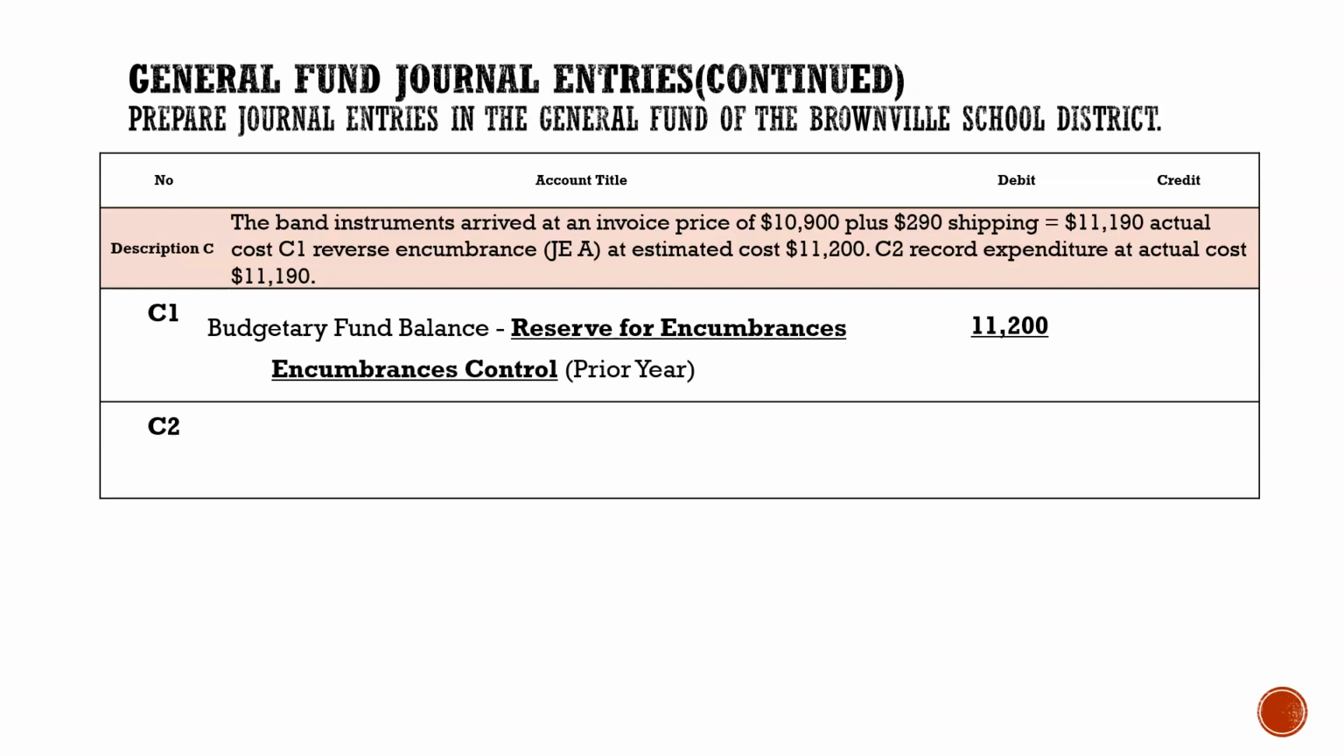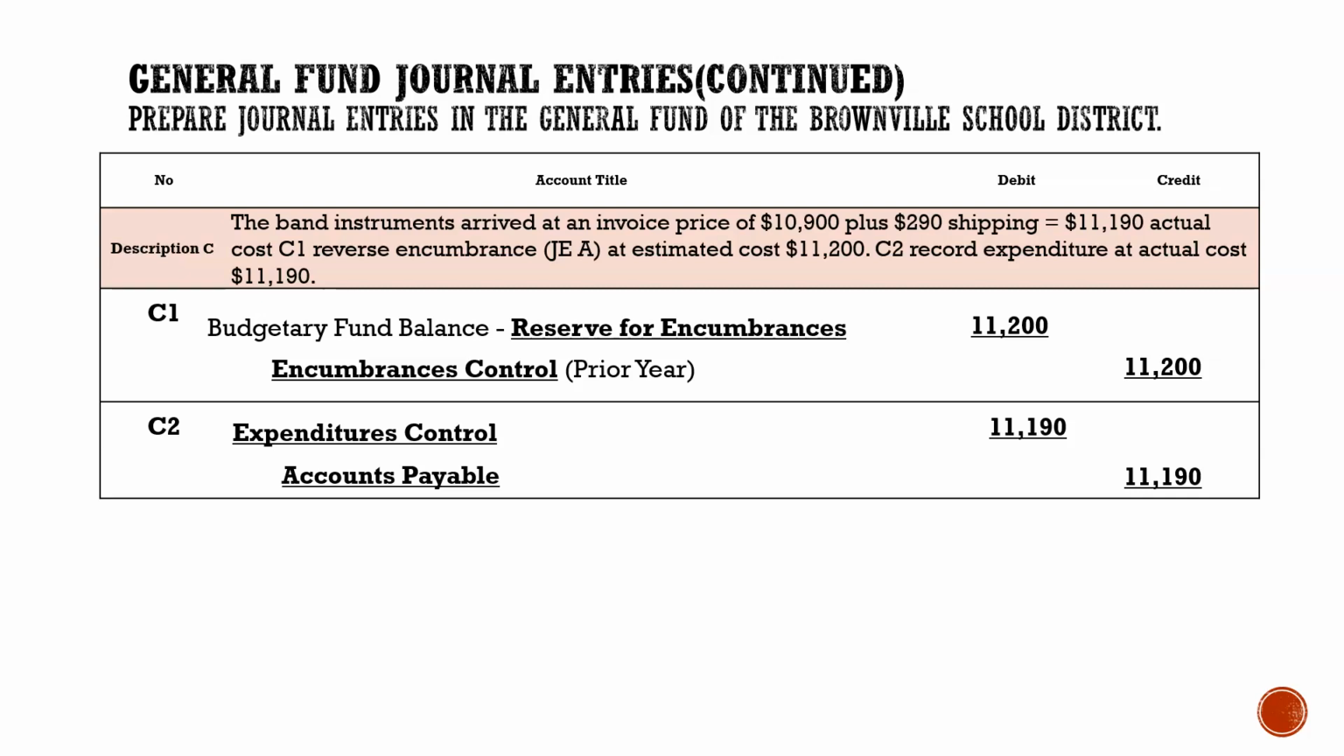And we're going to credit the encumbrances control account for the prior year for the same amount, that estimated amount, that $11,200, right? Now you'll see we didn't actually spend that much. What we actually spent was $11,190. And since it didn't tell us that we paid it in cash or anything like that, we're going to assume we used credit, so we're going to credit that accounts payable account to increase it. So this expenditures control, this journal entry C2, this is the activity that's actually going to go on the financial statements, right? The encumbrances don't show up on the financial statements, just the actual activity, okay?